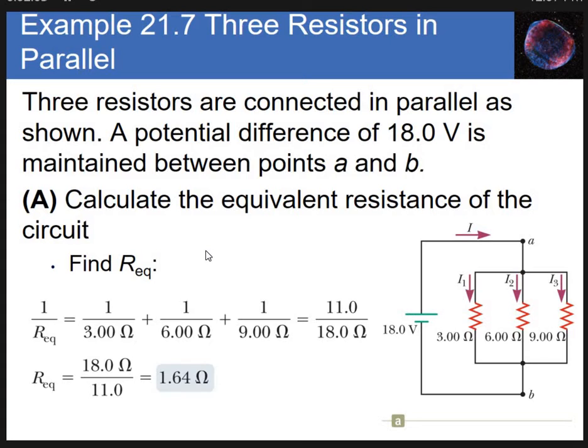Since we have the total resistance, or the equivalent resistance, and the total voltage, then we use Ohm's law, which says voltage is equal to current times resistance. We solve for current, and we have voltage divided by resistance, which is 18 volts divided by 1.64 ohms, and the total current is 10.97. We can say this is 11 amperes. Sorry about that.